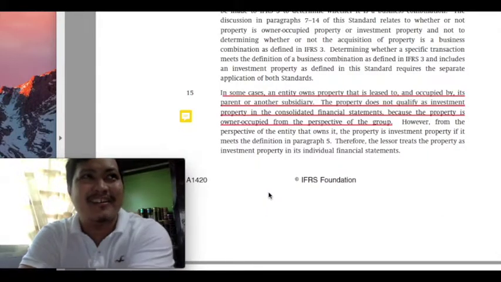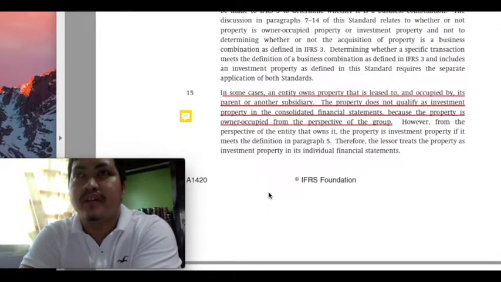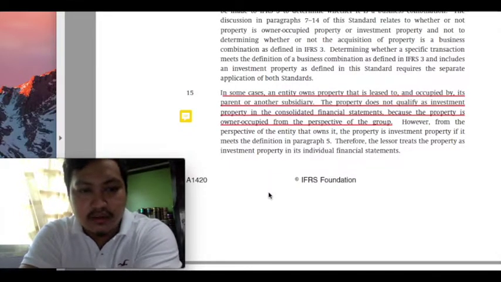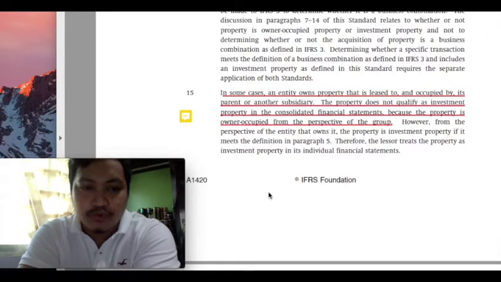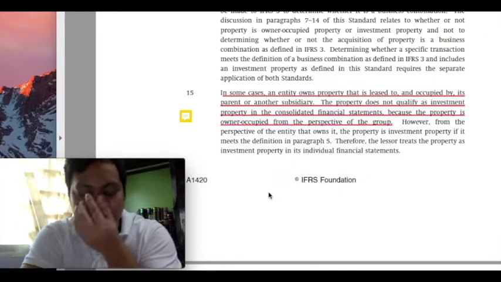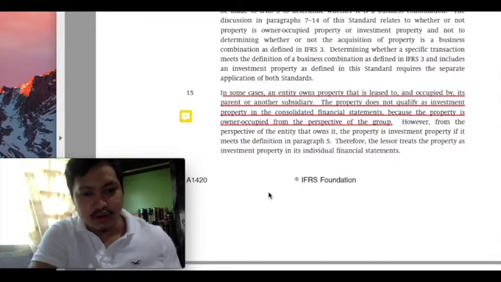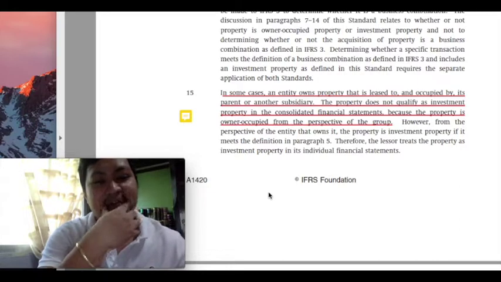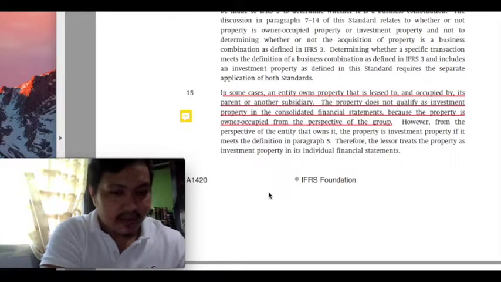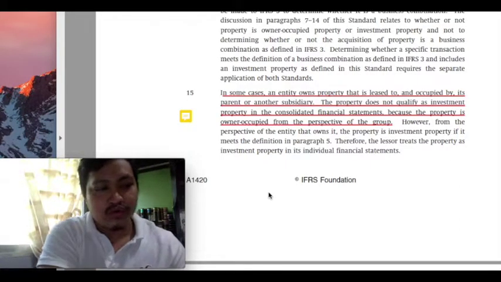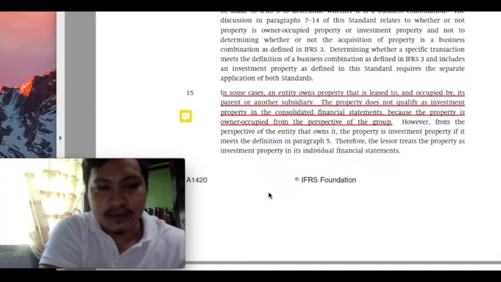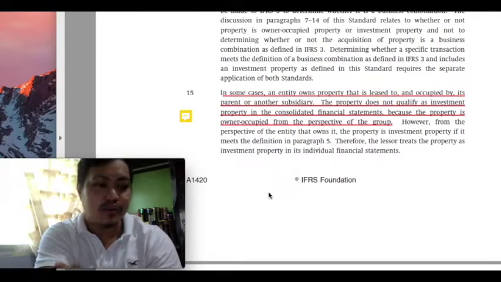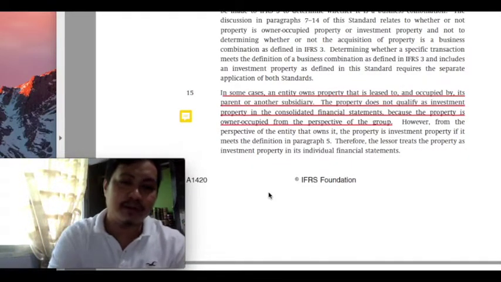Okay, but let me try to give you a simple idea here, class. We have two companies, company A and company B. Company A is the owner of the building, and the building is being used to earn rentals. Company B is the one who leased the property. So company A leased the property to company B, and company B is the one occupying the property.